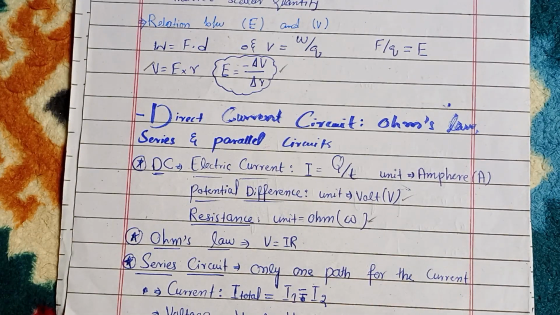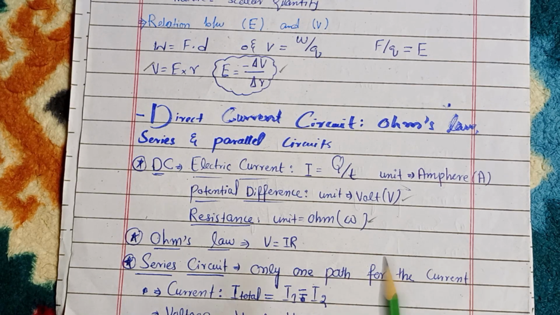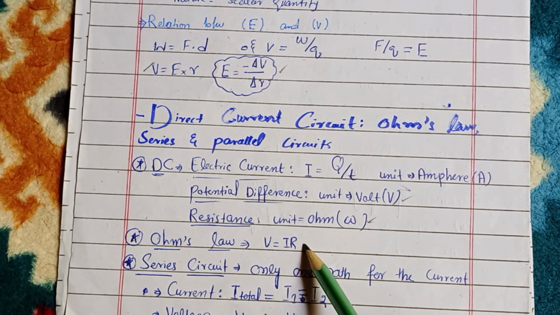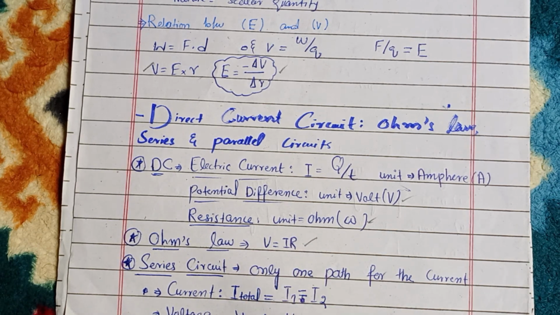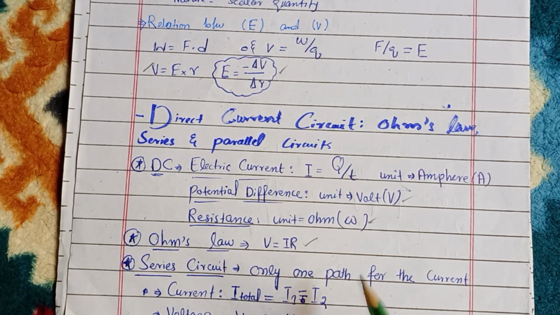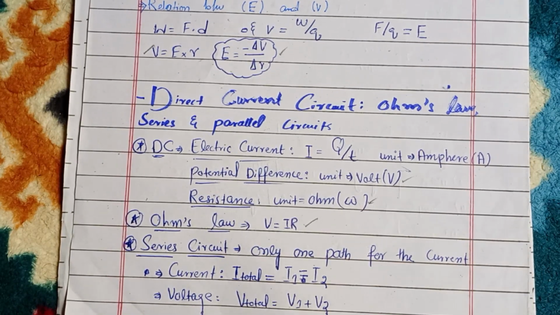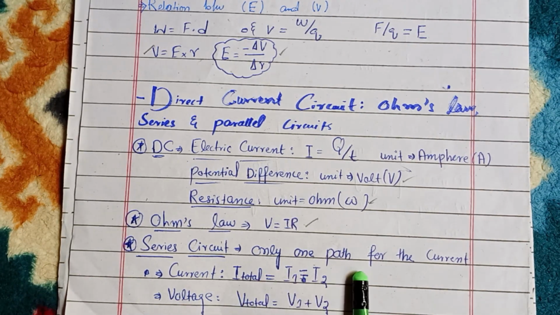Ohm's law says that voltage is directly proportional to current while keeping the resistance constant. So from this we derive the equation V = IR. This is the Ohm's law equation. You must also memorize it. It is also important. Now what is a series circuit? In a series circuit there is only one path for the current.